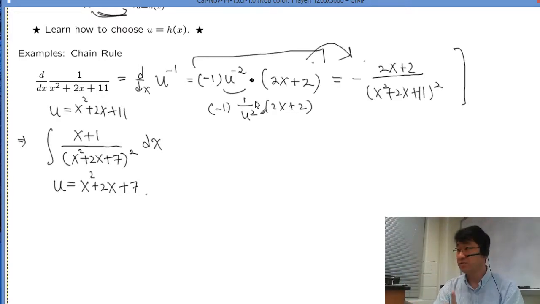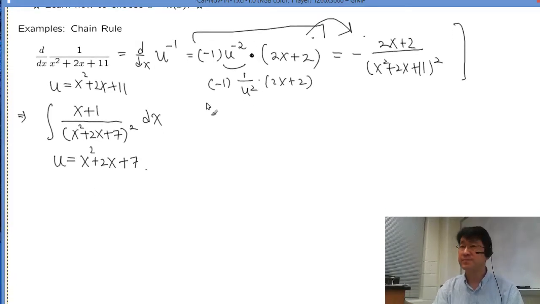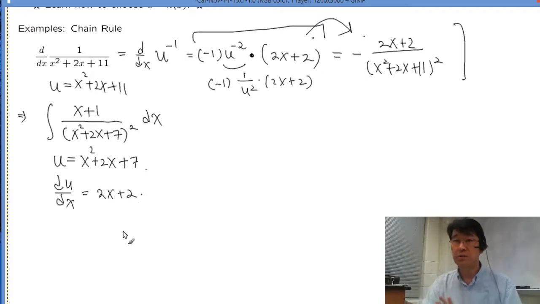Okay, good. Anything else? Okay, back here, the next thing you do is determine whether it's a good choice or not. How do you determine it's a good choice? That's right. You have to calculate something first, and then determine it. du dx, what is du dx? 2x plus 2, right?